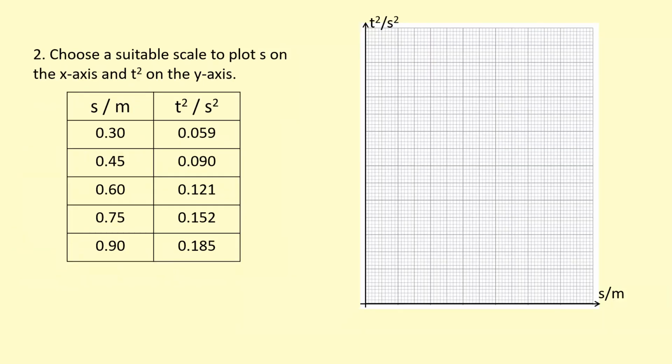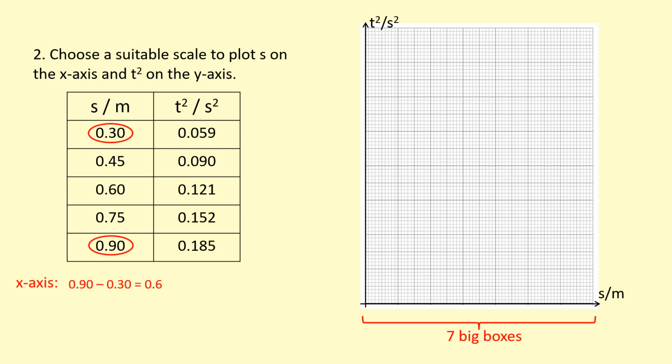Okay, in this example, you're asked to choose a suitable scale to plot s on the x-axis and t squared on the y-axis. Let's start with the x-axis. So we've got 7 big boxes, the 10 by 10 small squares in there, and the range over which we're plotting the s is 0.3 to 0.9. So the difference there is 0.6, and we've got 7 big boxes.